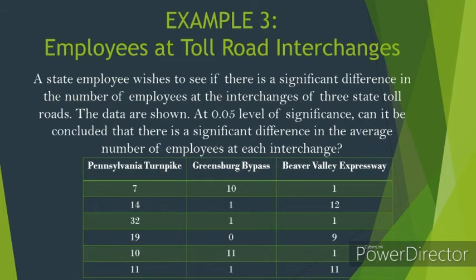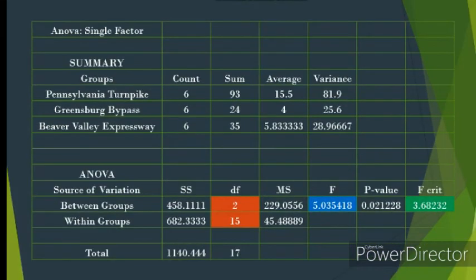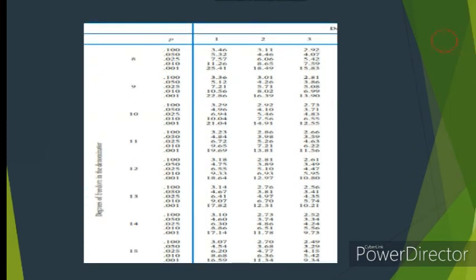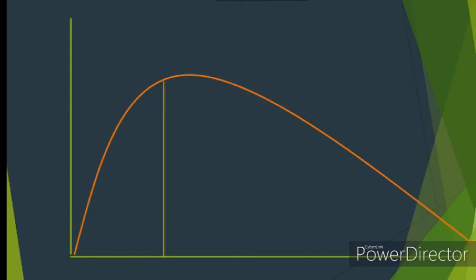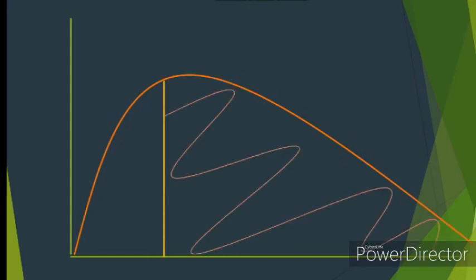Using Microsoft Excel, we're going to compute the ANOVA for this problem. After computing the ANOVA, we're going to graph. Our critical value for this problem is equal to 3.68, and our F value from the ANOVA test is equal to 5.04. Therefore, we reject the null hypothesis.